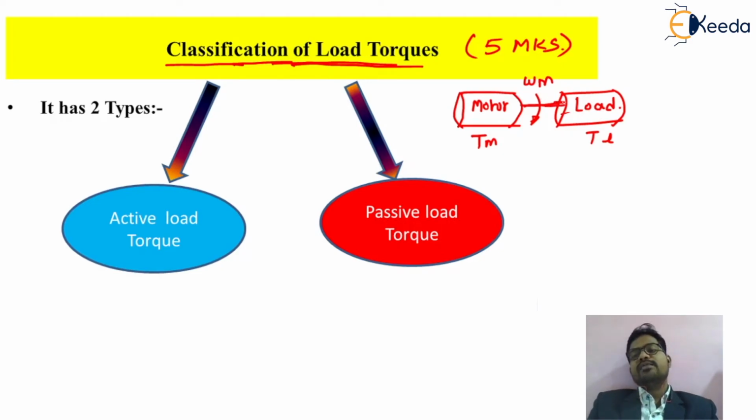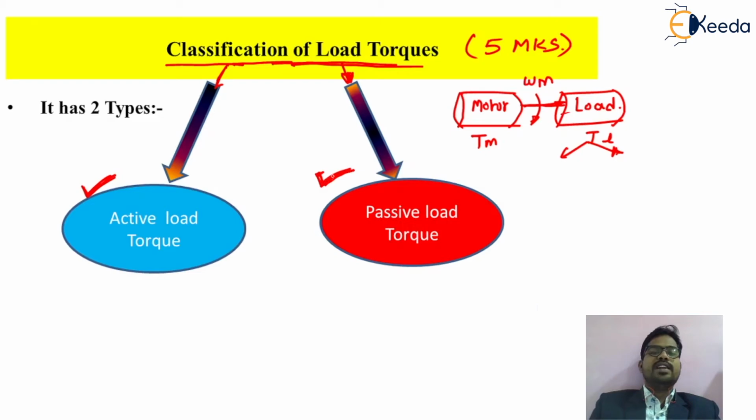The classification of such load torque has two different types, shown here. The first classification of load torque is called the active load torque, and the second type is called the passive load torque. We will start to understand what you mean by active load torque and what you mean by passive load torque.